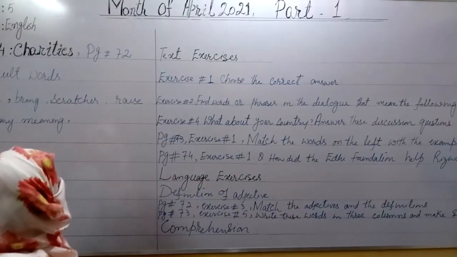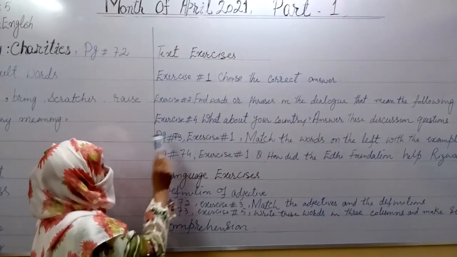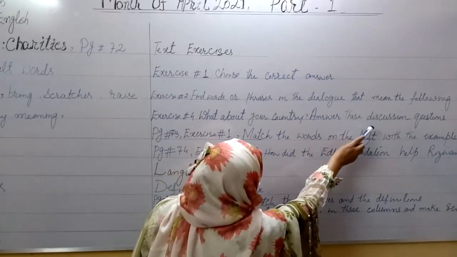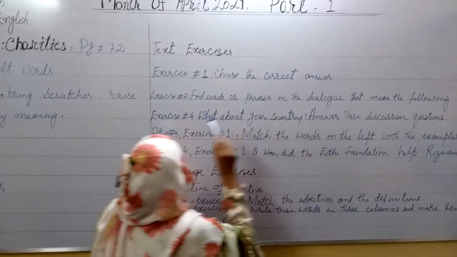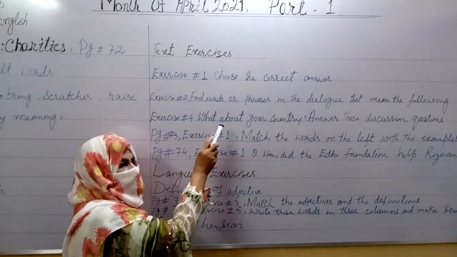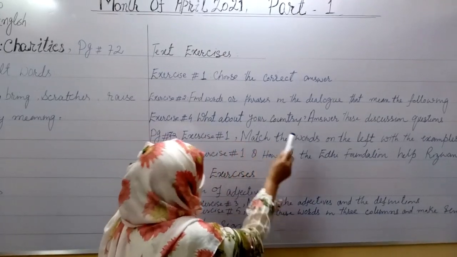Now next exercise, exercise number 4. What about your country? Answer these discussion questions. In this exercise, there are discussions. You have to write down the answer only in a single word. What about your country?